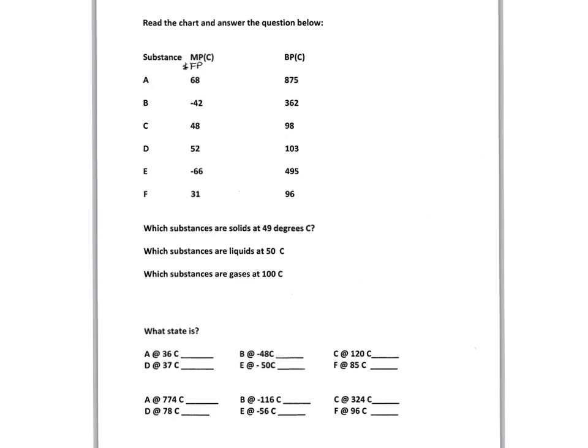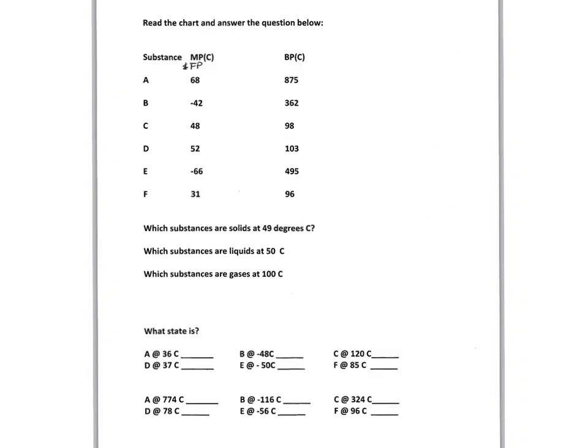Hi everyone, today we're going to learn how to read a melting point and boiling point chart. If you take a look at our paper here, under melting point, it also has handwritten in there FP, that represents freezing point, because the melting point and the freezing point of a substance will be the same temperature.